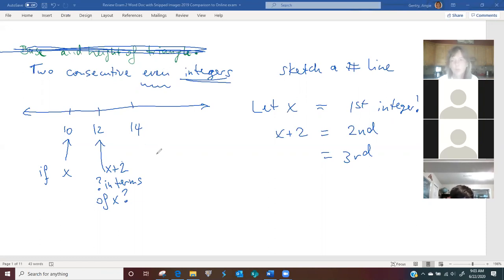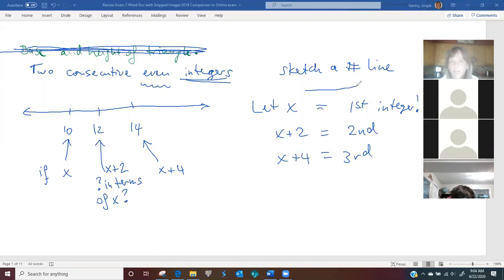If your problem asked you to fiddle with that, then you would say, what is this in terms of x? If x is 10, what is this in terms of x? X plus 4? Perfect. Because do you see how it's 4 away from the 10? Like they're related.